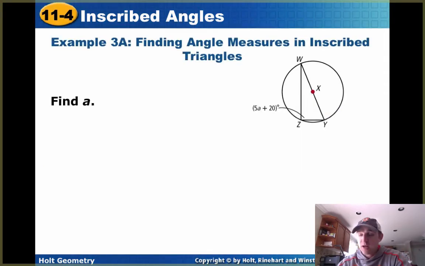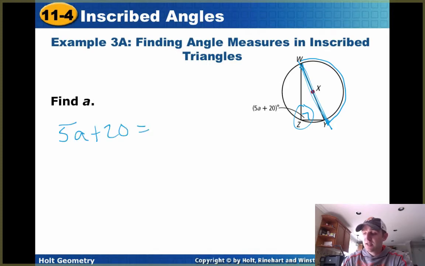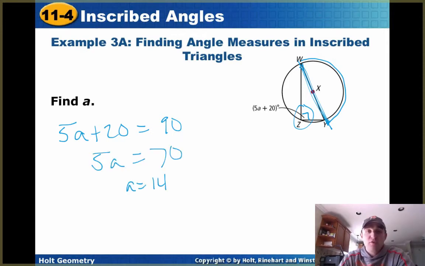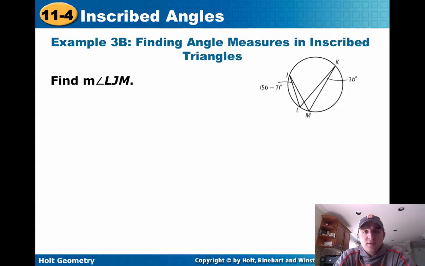So we want to find A in this problem, and what we know is that it's subtended by this half circle. We have WY as a diameter, which means that's 180 degrees here, so this angle has to be a right angle. So we can simply set up 5A plus 20 is equal to 90, and solve it. That means 5A is equal to 70, divide by 5, and we get 14 as our answer for A. Okay, let's look at this one.